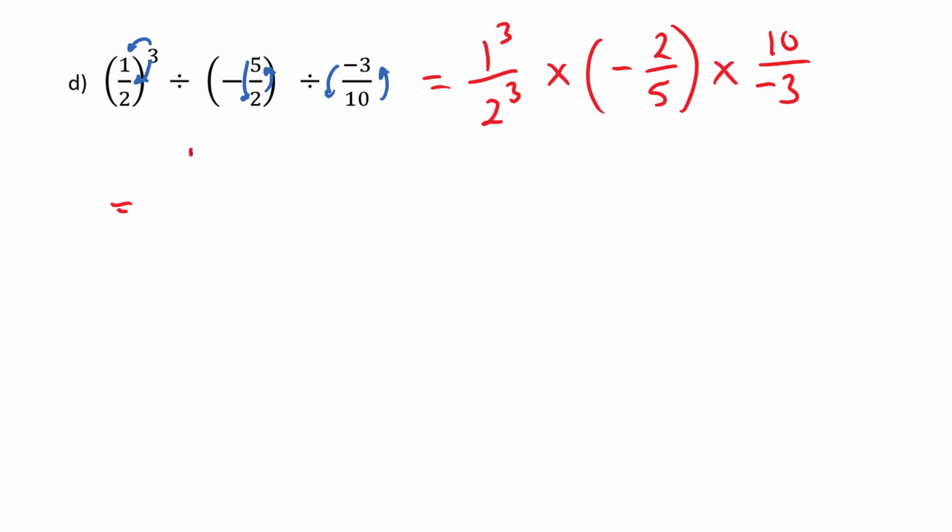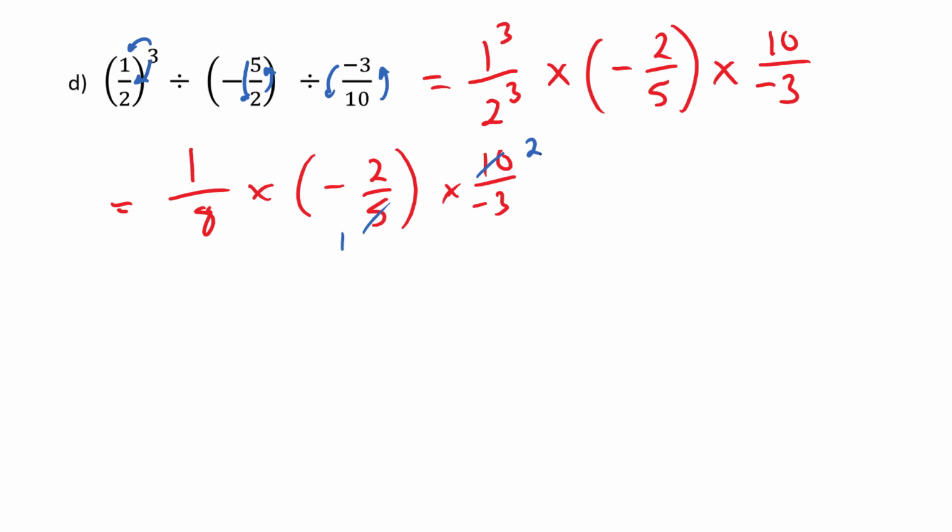We now have 1 cubed is 1, 2 times 2 times 2 is 8, times minus 2 over 5, times 10 over minus 3. Can we simplify anything here? We sure can. I have a 5 down here and I have a 10 up there. So this becomes 1, this becomes 2. I can continue to simplify. I have an 8 and a 2.